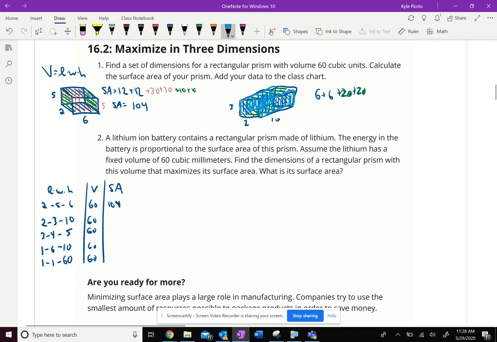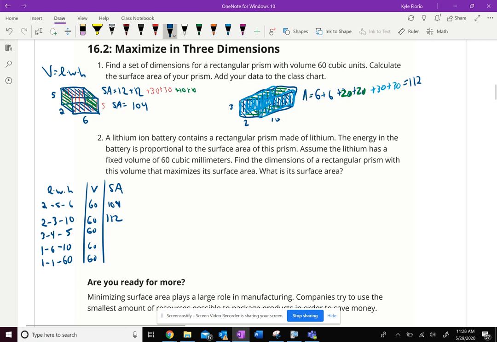So those are the side walls. 3 by 10 is 30, so there's two 30s. So 30, 60, 70, 80, 90, 100, 112 would be that one. So that would be the area.